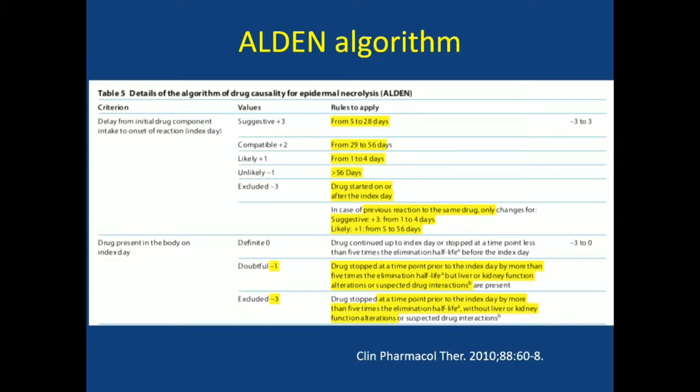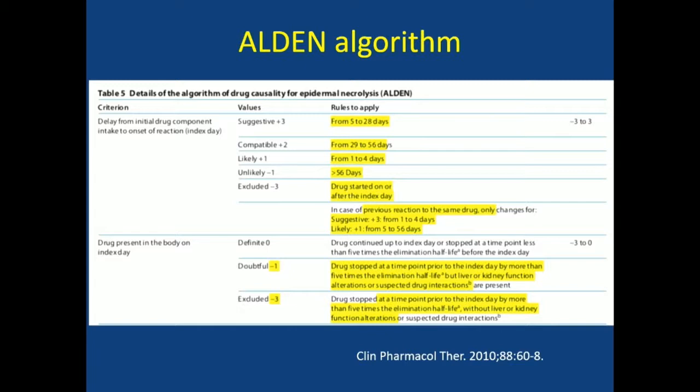So what we follow is known as the ALDEN algorithm. This is the widely validated algorithm for drug causation. It has many points in it. The first important criterion is delay from initial drug intake. That is, how long after the drug intake did the rash develop?